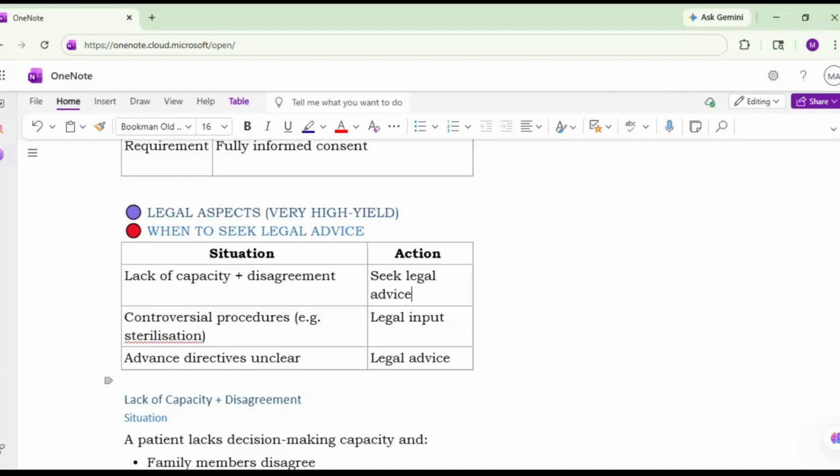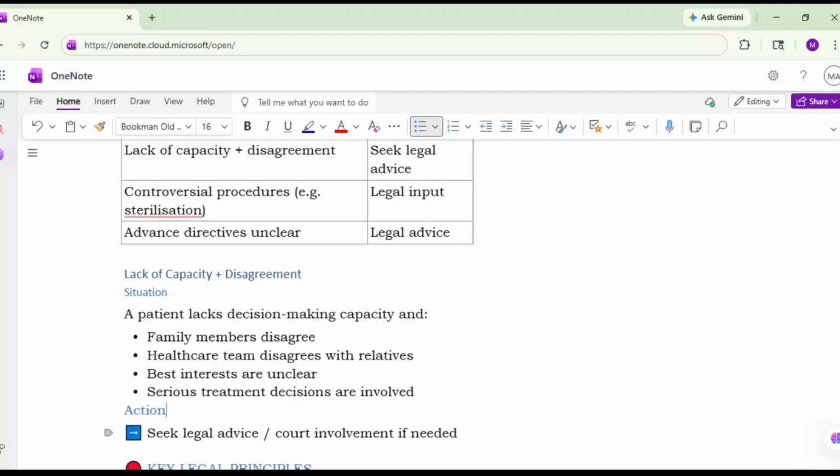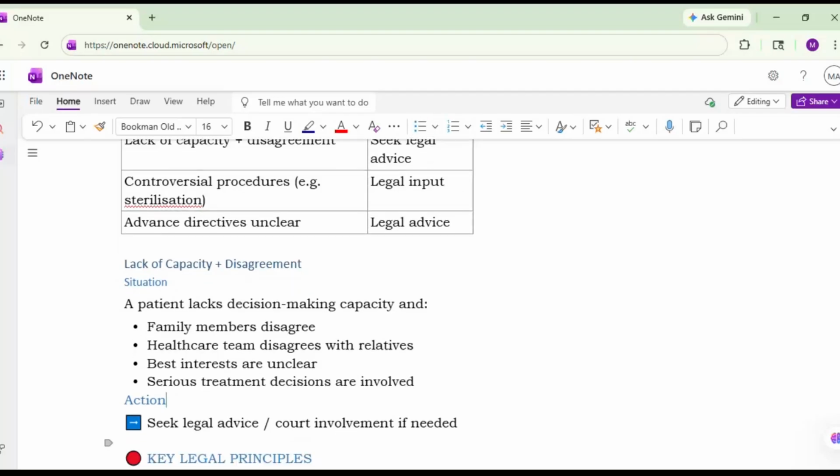So what is the lack of capacity and disagreement? A patient lacks decision making capacity and the family members disagree, or the parent or legal guardian disagrees with the medical team, or the healthcare team disagrees with the relative, or best interests are not clear, and serious treatment decisions are involved. Then the action is to seek legal help, or court involvement is needed. So legal input is to be taken when there is a lack of capacity and there is a disagreement.